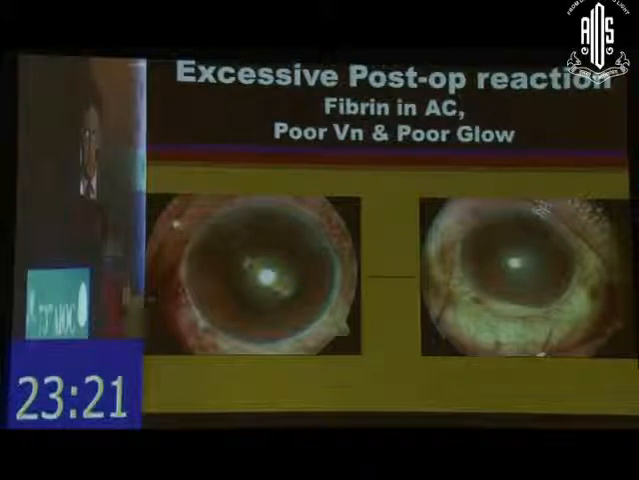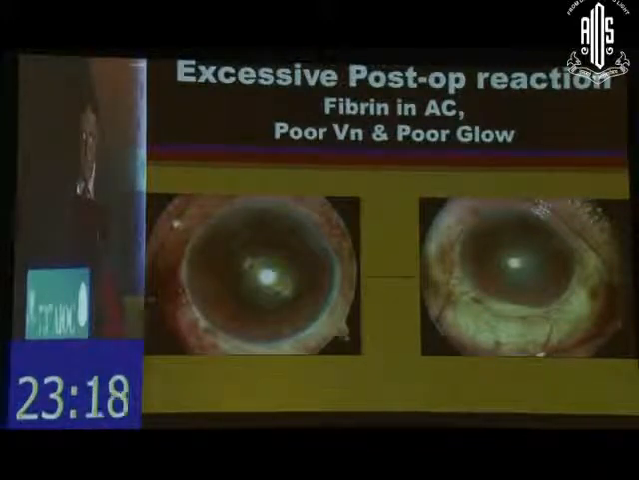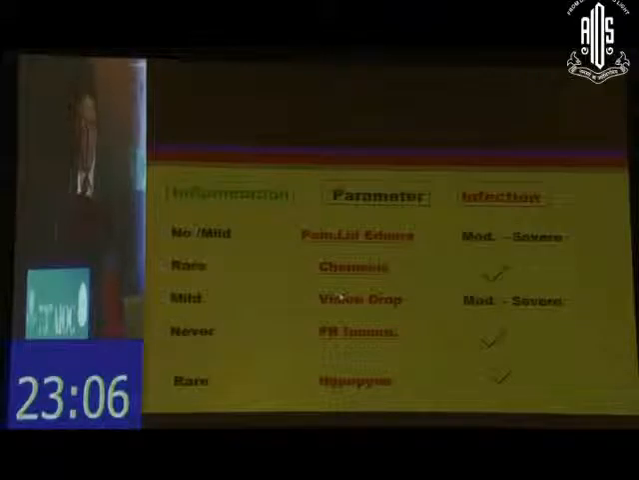This patient who was being treated as uveitis ultimately turned out to be full-blown endophthalmitis. So these are some parameters which may help us decide whether it is infectious versus non-infectious. Like sir was saying, chemosis. Chemosis does not occur in TASS. Chemosis is a feature of infectious endophthalmitis.